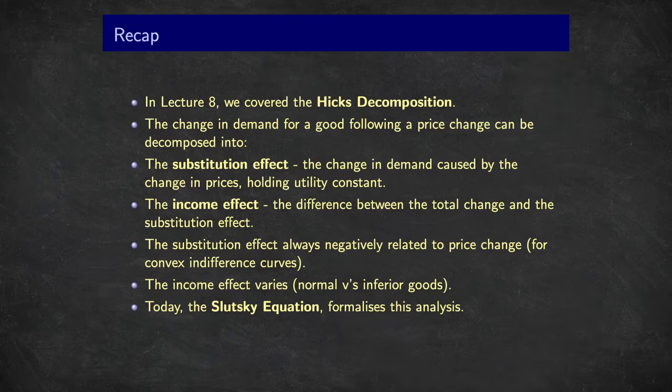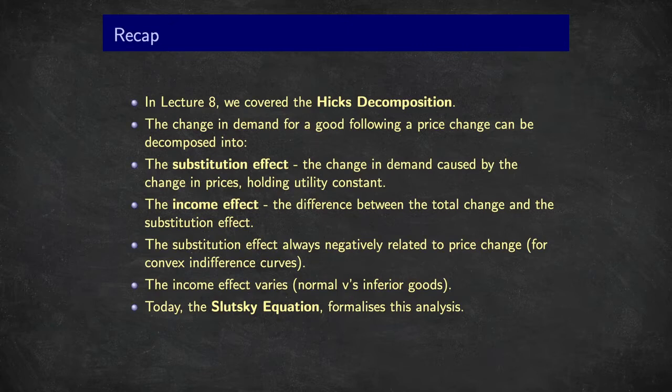For inferior goods, it's a little more subtle. The income effect counteracts or moves in a different direction to the substitution effect. Now, if this income effect only partially counteracts the substitution effect, then overall the consumer will demand more of a good after a price reduction. That is, they will satisfy the law of demand.